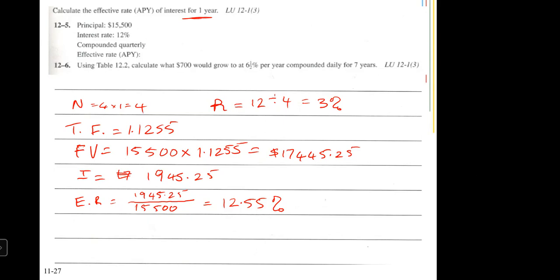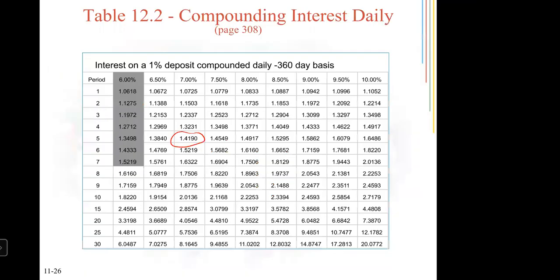Okay, so 12-6, they want you to use the table to find out what $700 would grow to at 6.5% per year compounded daily for 7 years. So in the case of the daily compounding, we just need to know the percentage per year and the number of years. Let me see, do we have that on this table? 6.5 for 7 years. Okay, what would be the table factor here? 6.5 for 7 years.